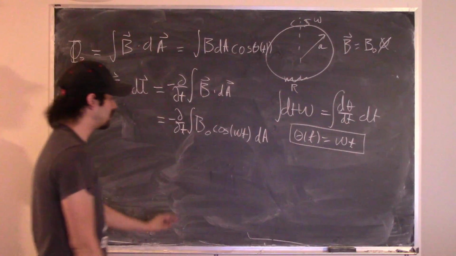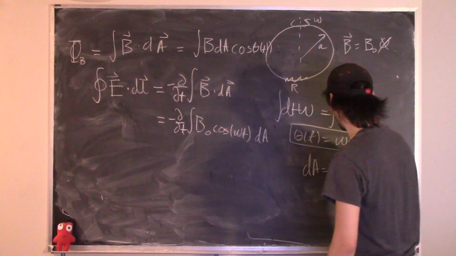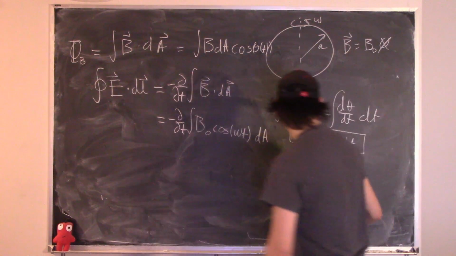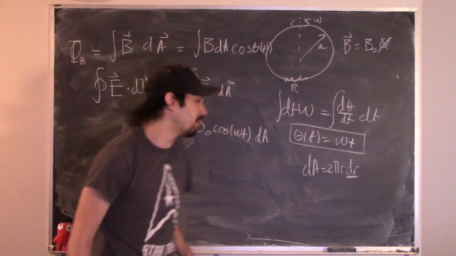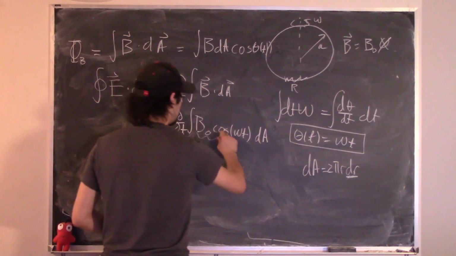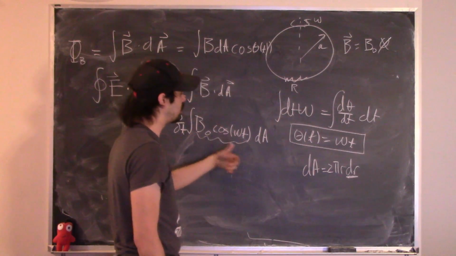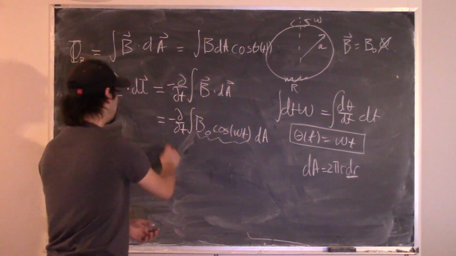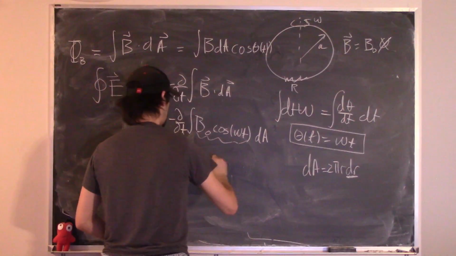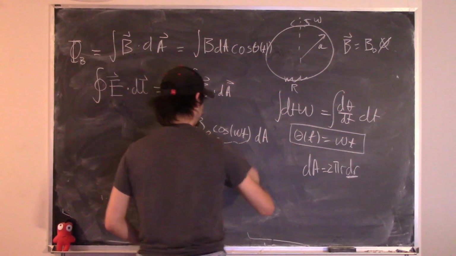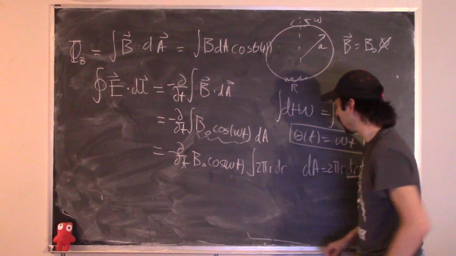Okay? Now, when I look at this, dA for a circle is just going to be 2 pi r dr. And the important thing to take away from this is that I'm integrating with respect to r. And because I'm integrating with respect to r, none of this has any r dependency. B naught is just a constant. Cosine of omega t is not dependent on r. So I can bring that on the outside of the integral. And so this is going to be minus partial derivative with respect to time, B0 cosine of omega t times the integral of 2 pi r dr.